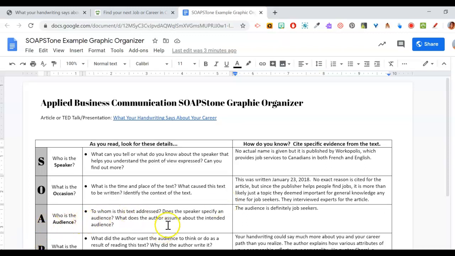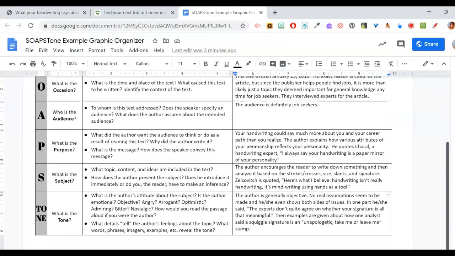A is audience. So who is the audience for this? So, if you're looking at a TED Talk, you can kind of tell, like, are we looking at just random people? Not usually. I mean, there's usually a specific audience that we're creating that for. Maybe it's somebody with a certain mindset, but in this case, we're talking about job seekers because that's the whole point of the Workopolis website.